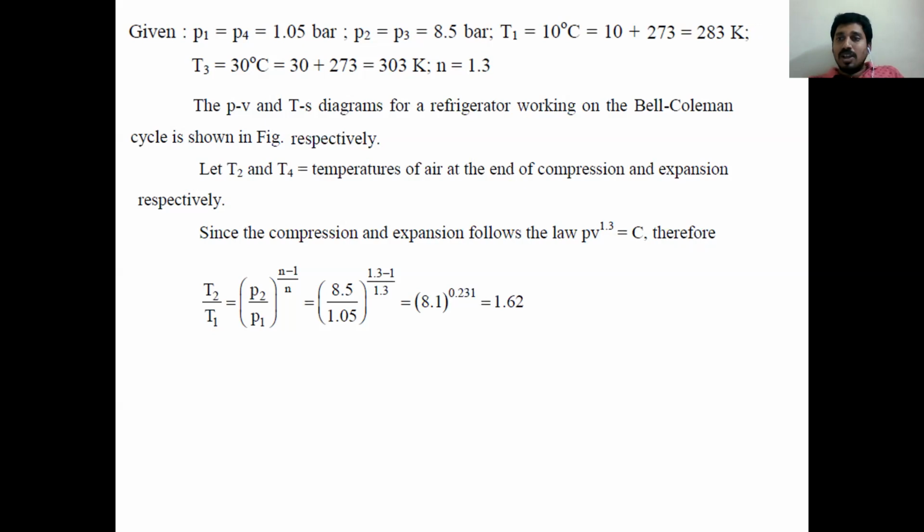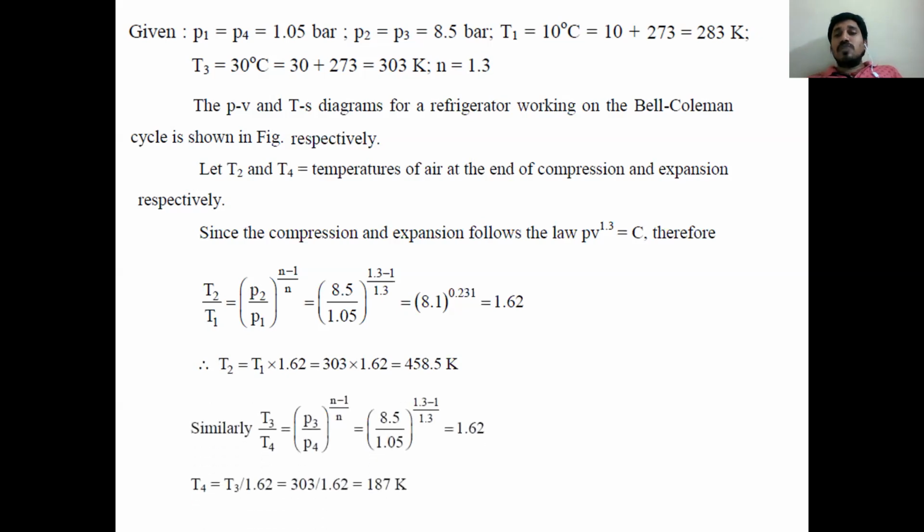T1 value is given before compression, 10 degrees Celsius or 303 Kelvin. P2 after compression is the highest pressure value, 8.5. P1 is the lowest pressure value, 1.05. N is equal to 1.3. So we substituted all values. Finally, T2 by T1 we get as 1.62. T1 is 303 Kelvin, so finally T2 value is 458.5 Kelvin. Temperature after compression we got from the polytropic relation.